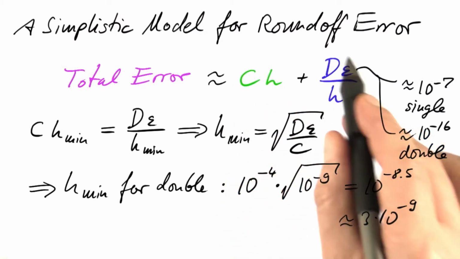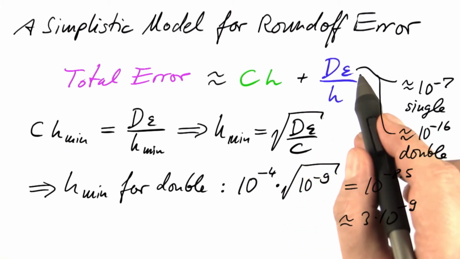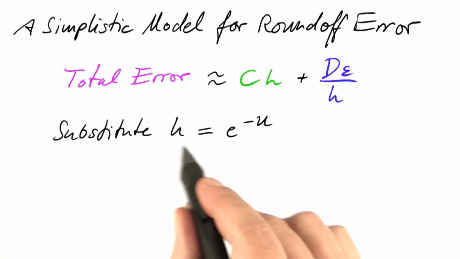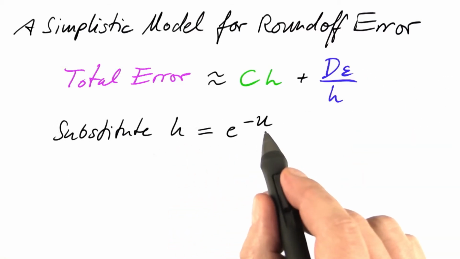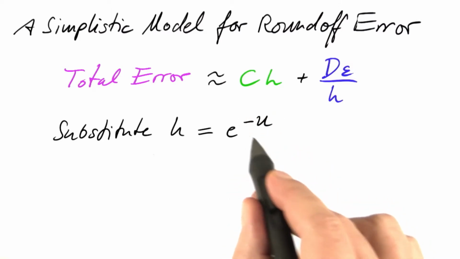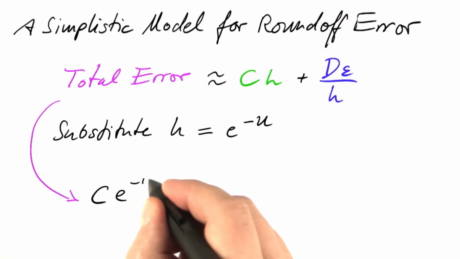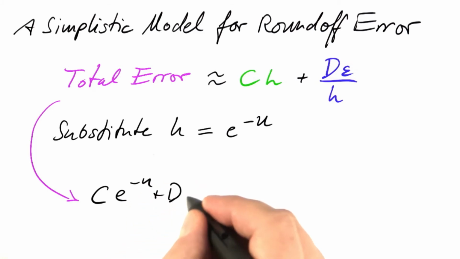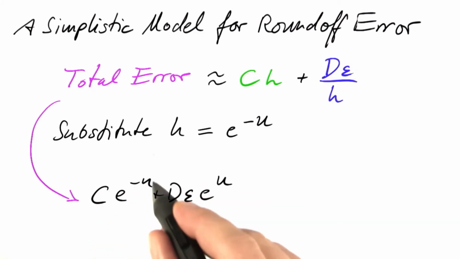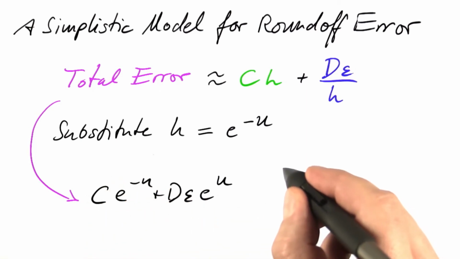In case you're interested, let me explain why these two contributions are equal at the minimum. Otherwise, skip over the rest of this video. Substitute the step size, h, by e to the minus u with an appropriate value of u. Then the total error becomes c times e to the minus u plus d epsilon e to the u, because we are dividing by that power.